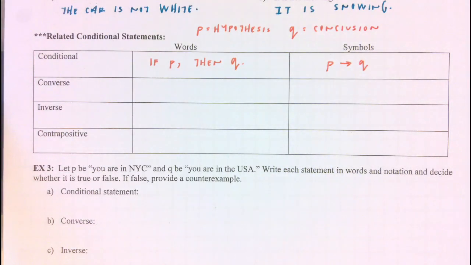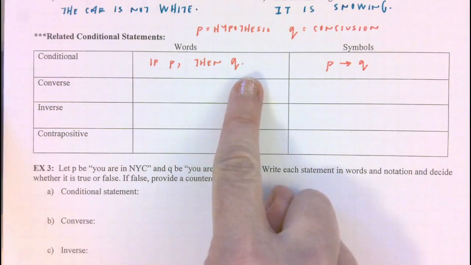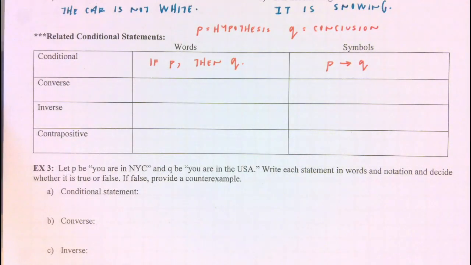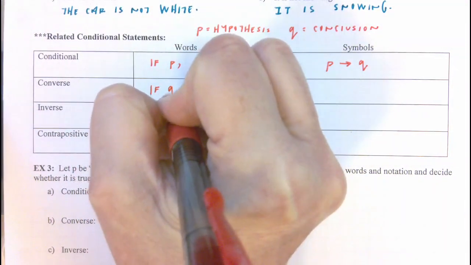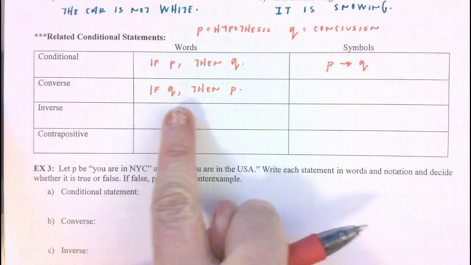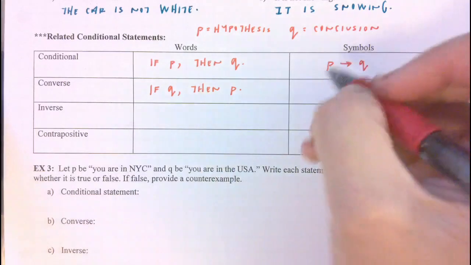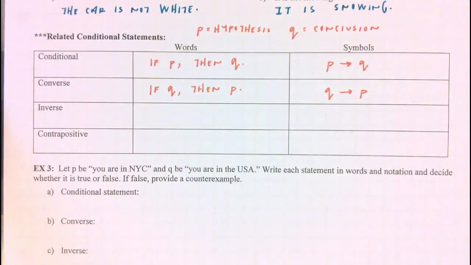Okay, the converse, what I do with the converse is I just reverse this statement. I say it in the opposite direction. So I say, if Q, then P. Right? My conclusion implies the hypothesis. Q with an arrow to P, right? I'm literally swapping the hypothesis and the conclusion of the original conditional.